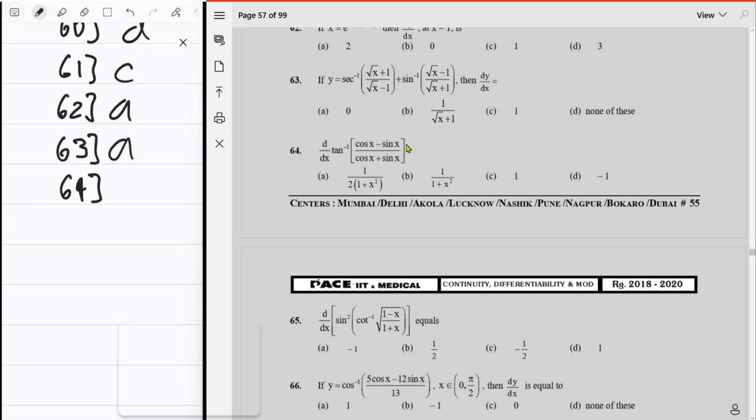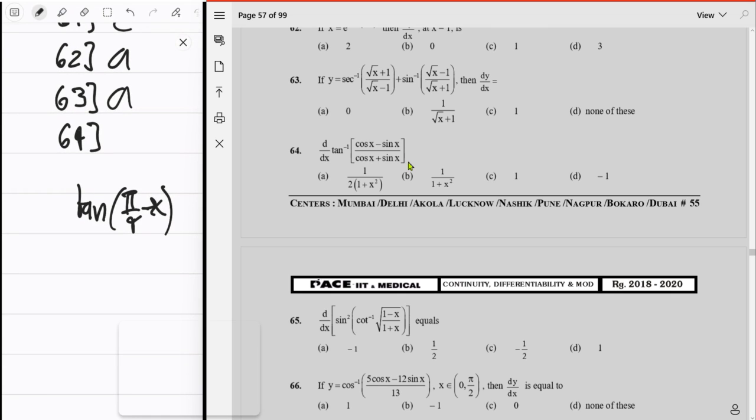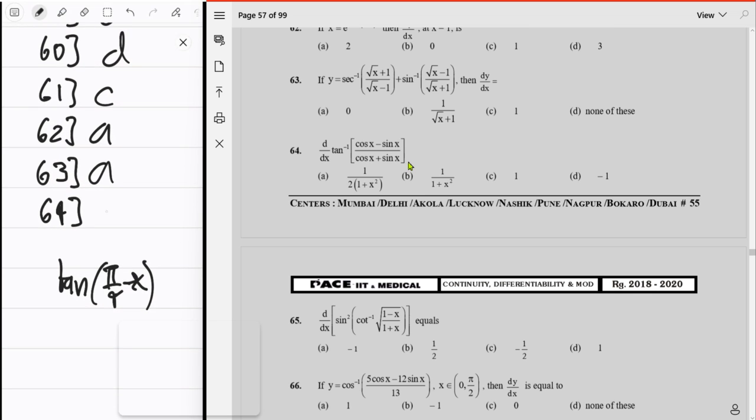Tan inverse of cosine x plus whatever. 1 minus tan of x upon 1 plus tan of x, right? That is equal to tan of pi upon 4 minus x. Should we really write it as pi upon 4 minus x? I mean, we don't have time for all that. In the appropriate thing, it works out. So we just say it's derivative of pi upon 4 minus x. Cool. Which is just -1. So D is the answer.